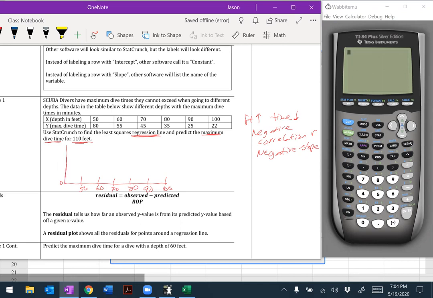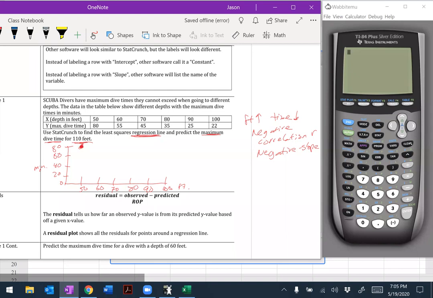Maybe I won't go by 20s. Maybe I'll go by 30s. 0, 30, 60, 90. This is time in minutes. Nope, we could do 20s because that only goes up to 80. So 20, 40, 60, 80. There we go. This is in minutes, and this is in feet. Okay, so at 50, we're at 80 minutes. Boom, nice.